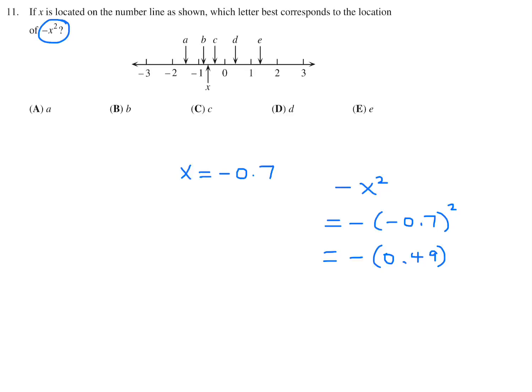So which one of those, A, B, C, or D, corresponds to that? Well, it looks like it's C, right? Because D and E are greater than 0. We have a negative number, so those are out. And then B and A are less than x, right? And our value is a little bit greater than x on the number line. So C is the right choice. So 11, the answer is C.